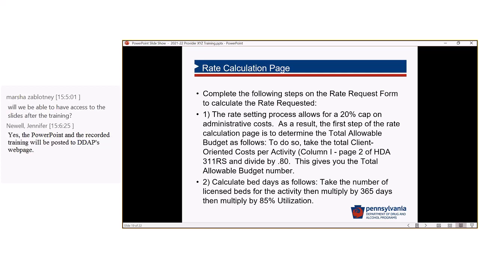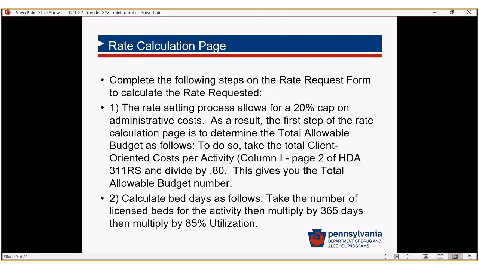And next is our rate calculation page. So now you've gone through the majority of the package, you've gone through the guts of it, you've completed all your program descriptions, your revenue page, your personnel roster, your expense page. That is all done to come to this rate calculation page. And one of the things that we've seen in the past is that the rate calculation page is often confusing to folks and it's filled out sometimes incorrectly. So we're going to give you this kind of tutorial to walk you through it.